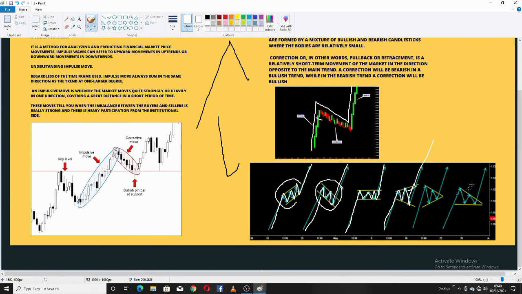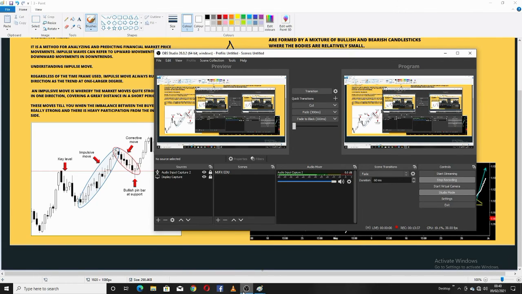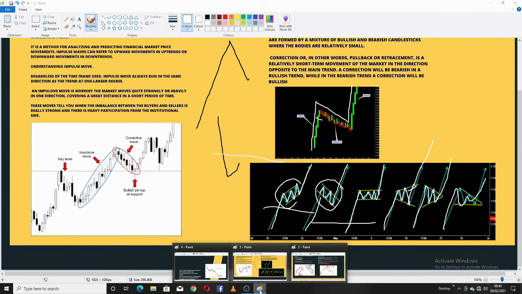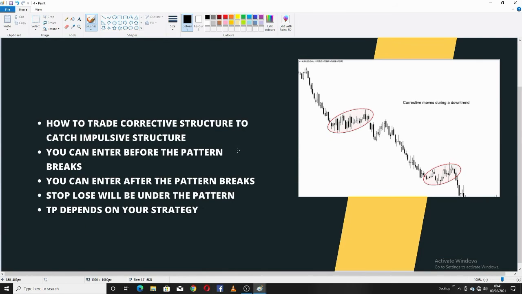These are continuation patterns. Same, we have a symmetrical triangle and we have a descending triangle. They all break, and all these things are opposite for a downtrend. So that's how you can combine the impulsive move with the corrective move to your advantage.